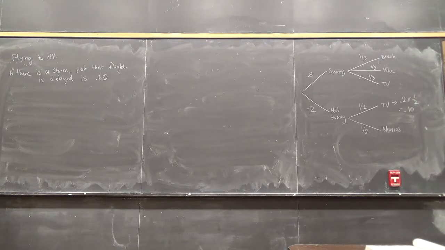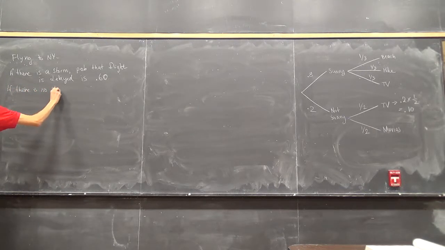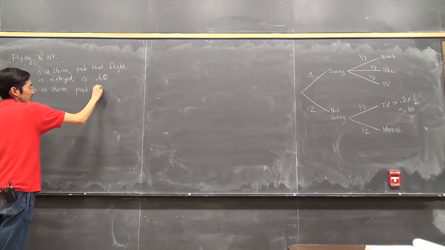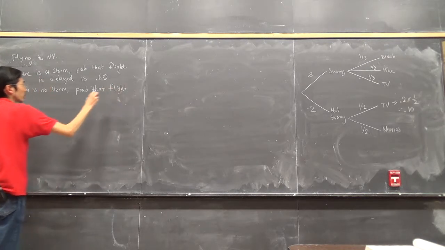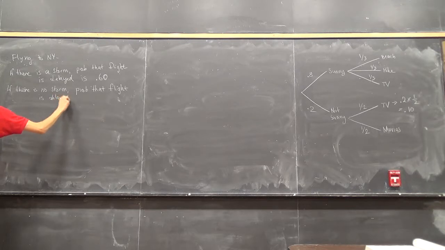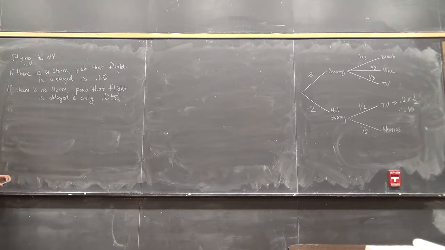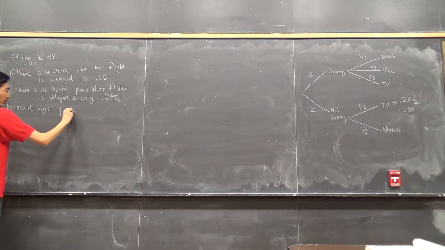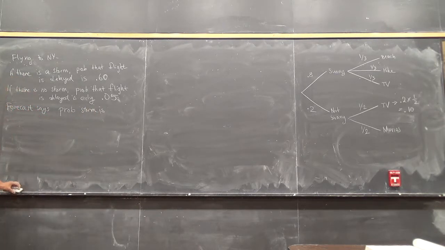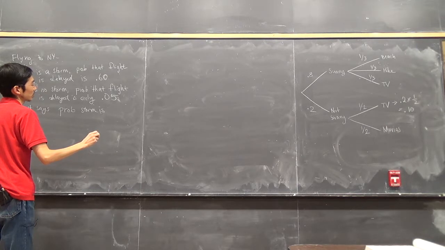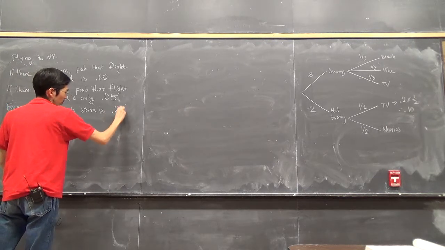I guess that would be actually terrible for an airline, but whatever. But if there is no storm, the probability that the flight is delayed is only 5%, 0.05. Okay. So you check the forecast. Forecast says the probability of a storm is 20%. Let me just think about that. Okay, 0.20.